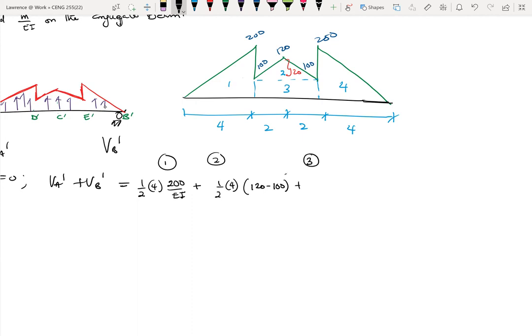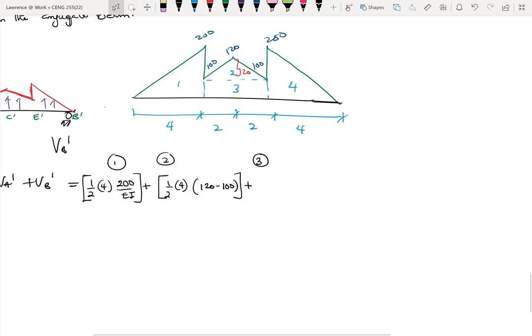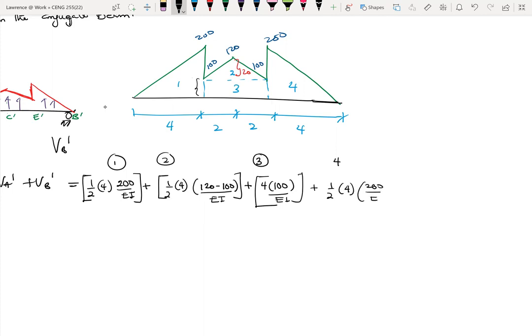rectangle 3 will give us base times height. With that one, our base is 4, our height is 100. So 4 times 100. So this is over EI. This also over EI. So this is the third one. Then the fourth one is pretty much the same as the first one. So plus 1 over 2 times 4 times 200 over EI.